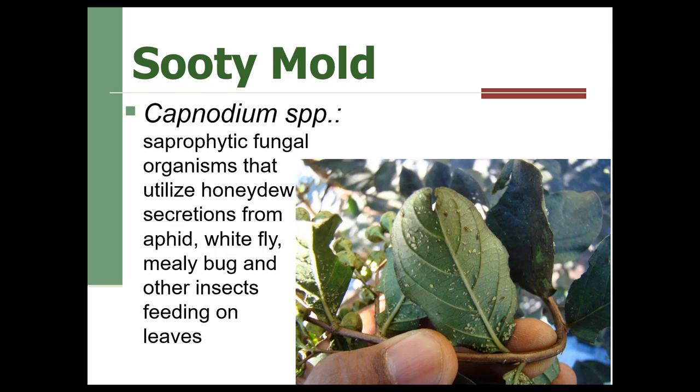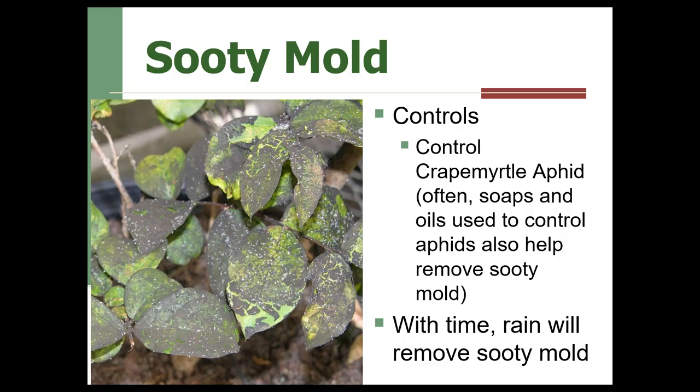In terms of controls, really, if you control the crapemyrtle aphid, you don't have any issues with sooty mold at all. And usually the soaps and oils that you use to control crapemyrtle aphid will also help to actually remove the sooty mold colonies from the leaves. And even if you don't use soaps or oils or anything else, usually time and rain will remove the sooty mold from the leaves. But the key thing is to make sure you get the crapemyrtle aphids under control.